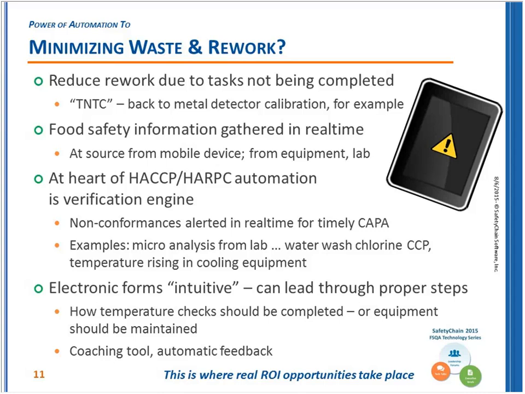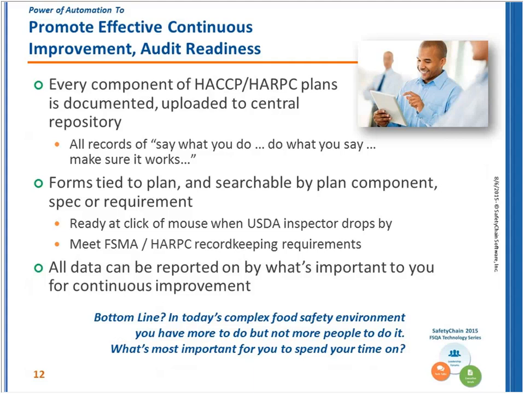So minimizing waste and rework is a way that we've heard from certainly our customers here at SafetyChain that their automation solutions paid for themselves in a matter of months. So, we talked before about being data-rich, information poor. That was probably the biggest net effect of the manual process. So with automation, how do you promote both continuous improvement and the ability to be audit ready at the drop of a hat?